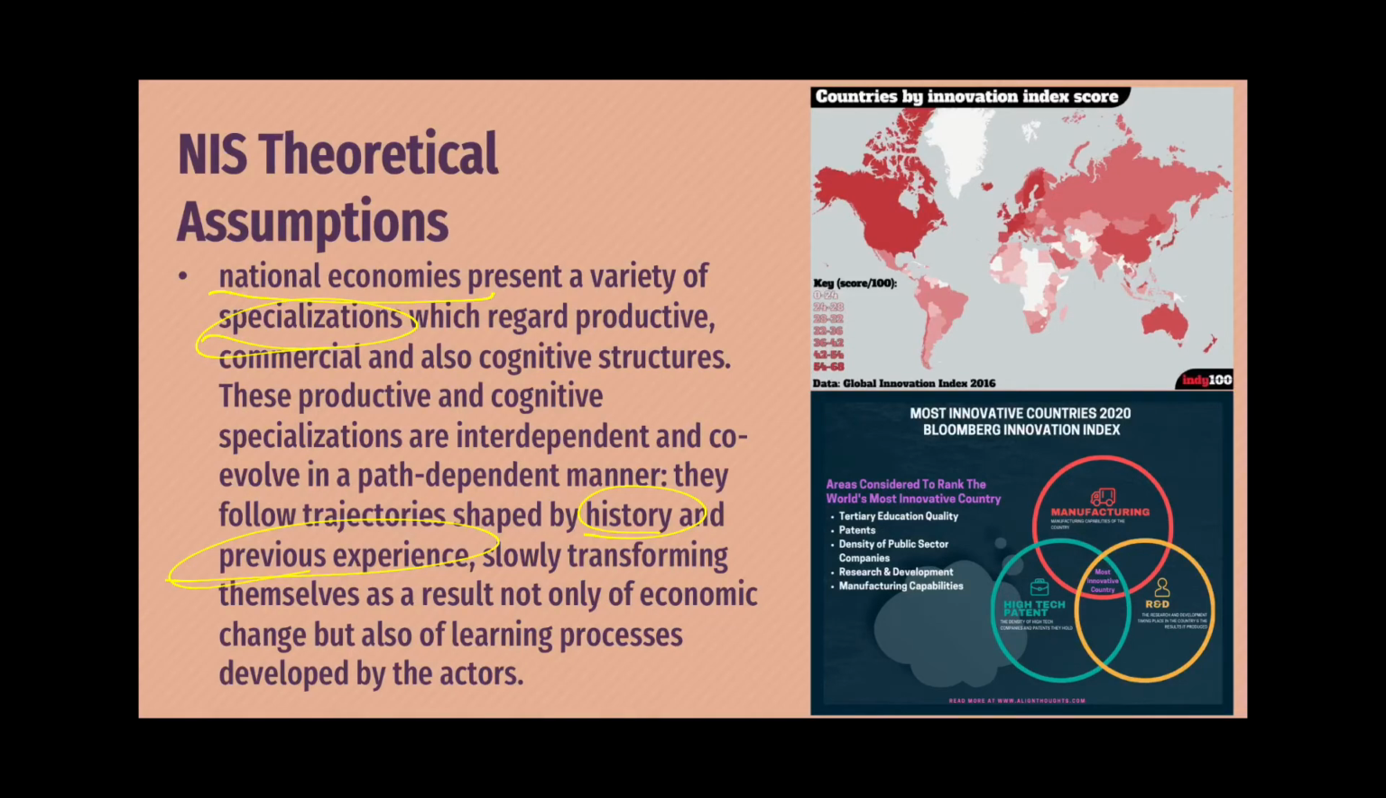Also, we have different productive specializations. So yun nga, although we are industrializing, we are still largely an agricultural society, and therefore a little bit of most of our production and innovations will be gearing towards agricultural work. And then we have cognitive specializations as well. So based on the education institutions that we have in a certain country, that determines the type of experts that we have. Alright, and then again, it's also important here that it is shaped by history.